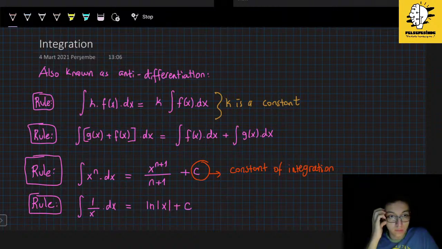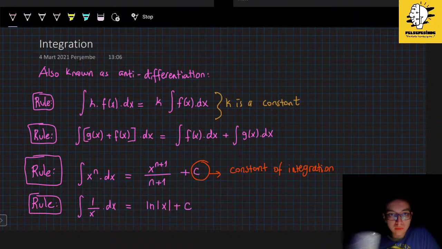Let's see the first part. If you take the derivative of it, we will have this. Let me write it. If we take the derivative of it, we will have n plus 1, and we reduce the power by 1, so it's going to be n, over the extra n plus 1. These will cancel each other, and at the end, we will have the function itself. So it is known as anti-differentiation.